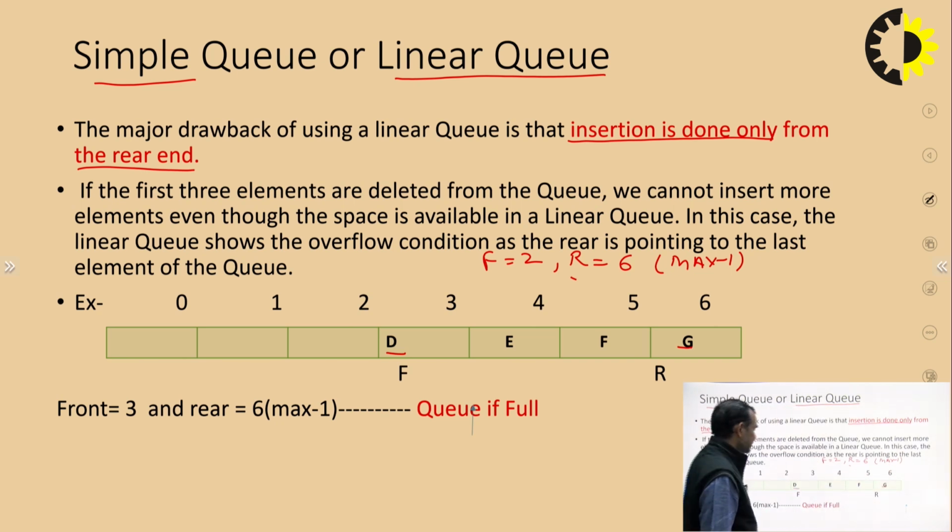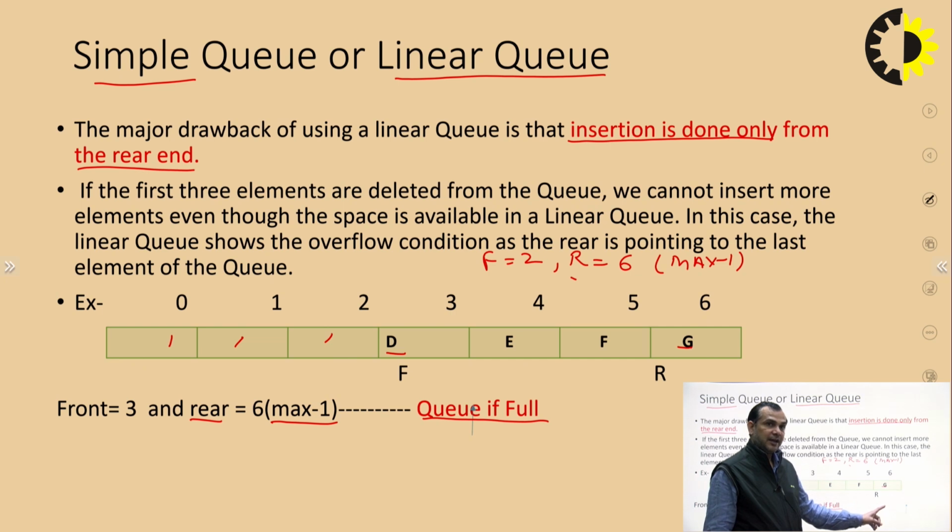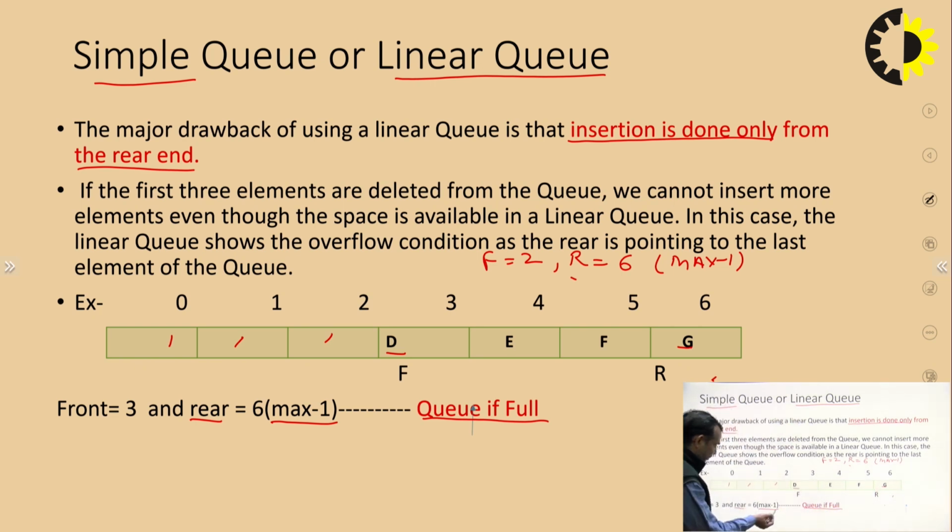So in this condition the queue is full, when rear indicates max minus 1. There is space in this queue, but we cannot insert the element, because we insert only at one end, that is the rear, and rear equals max minus 1. It means it is at the last position of the queue. So in this condition, the queue is full.